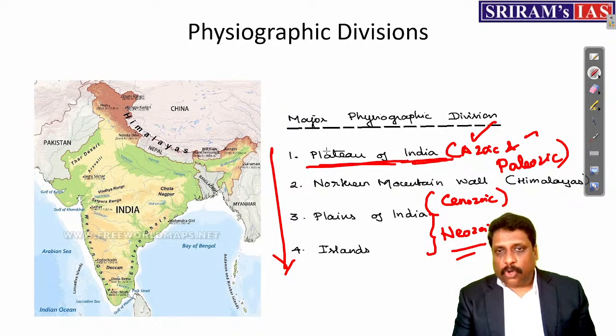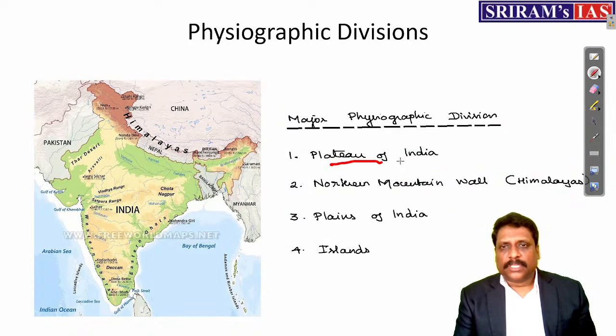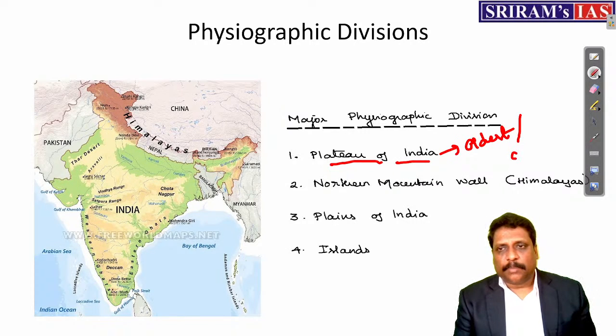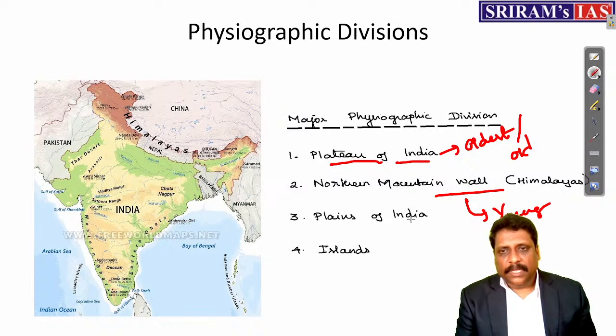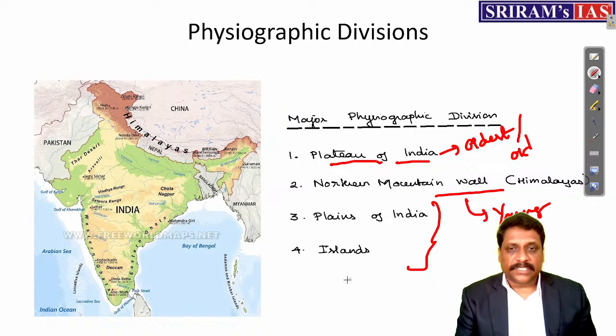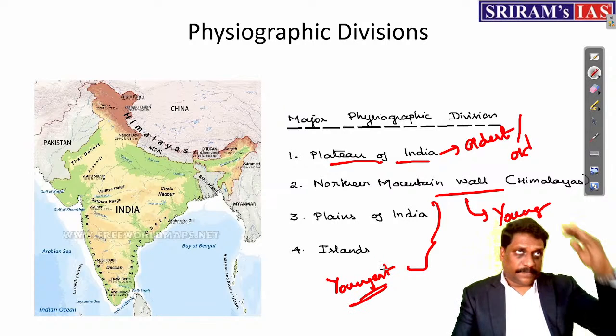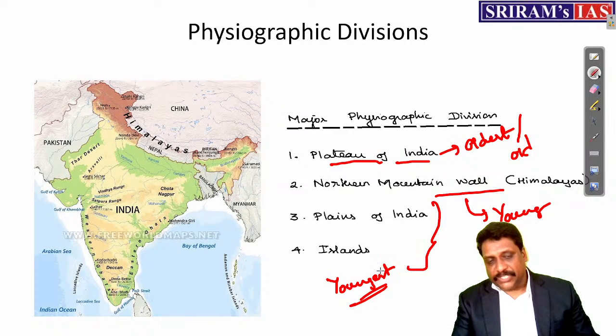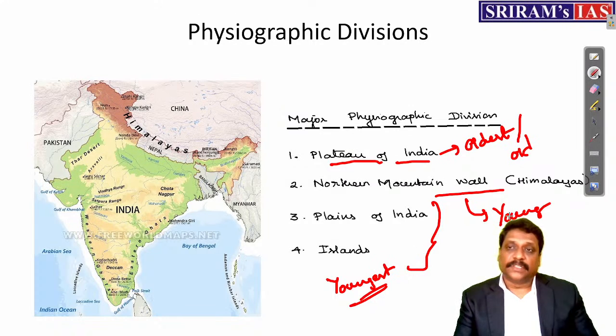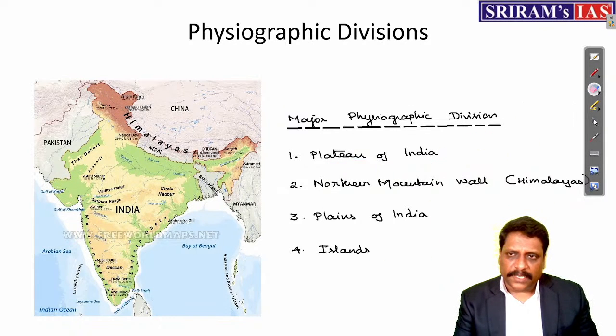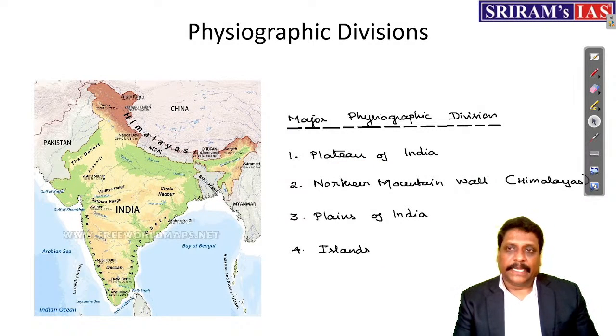Okay, so this is also chronological in sequence. All these plateaus of India either belong to the oldest structure or to old structure. The northern mountain wall, that is the Himalayas, belongs to young structures, and the plains of India and islands belong to what? Youngest features, right? Somewhere chronologically also I am just arranging it. So having said this, one by one we have to take it. As I said, we'll try to discuss in detail.